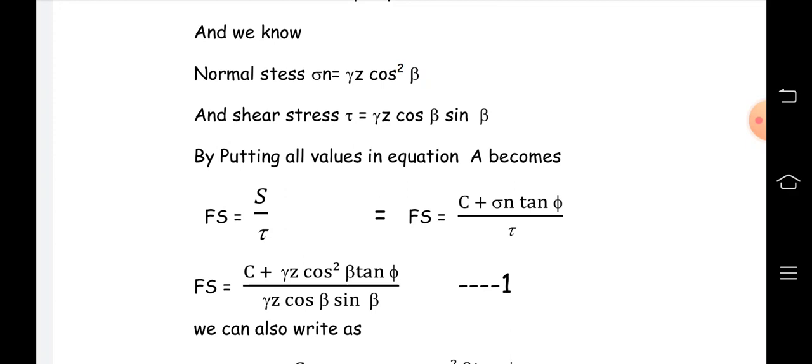So here the value of C will not be equal to 0, because the soil is cohesive soil as well as cohesionless soil, meaning C is there and phi is there. Okay, so if we put in the values, what will be the value of sigma n? So C plus, what is the value of sigma n?